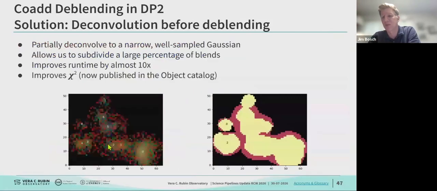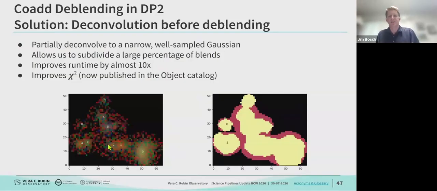So these are all red. Red means skipped blends. What we do now is we deconvolve, not for our final deblending, but to initialize the deblender. So we deconvolve, not all the way, but to a well-sampled Gaussian. And what this does is it makes a lot of objects that were only blended because the PSF smushed them together not blended anymore.